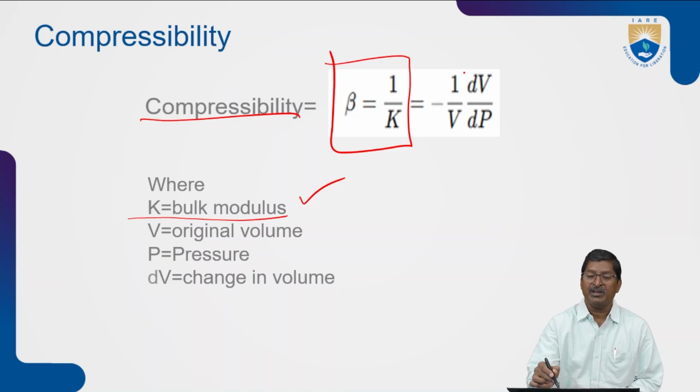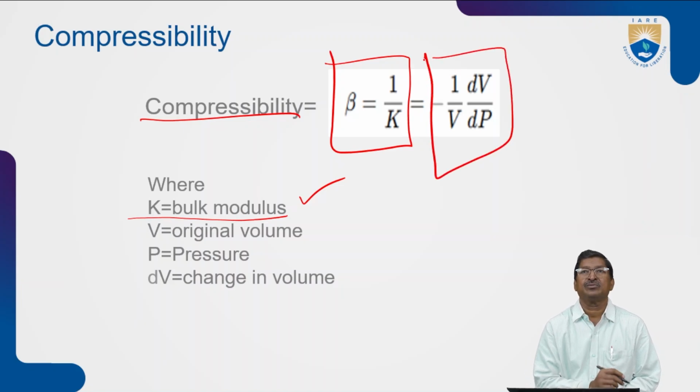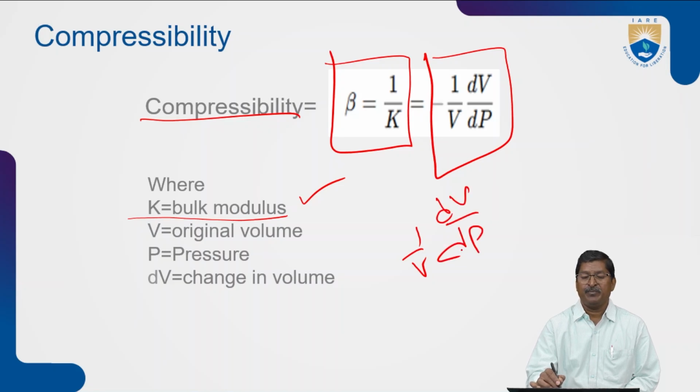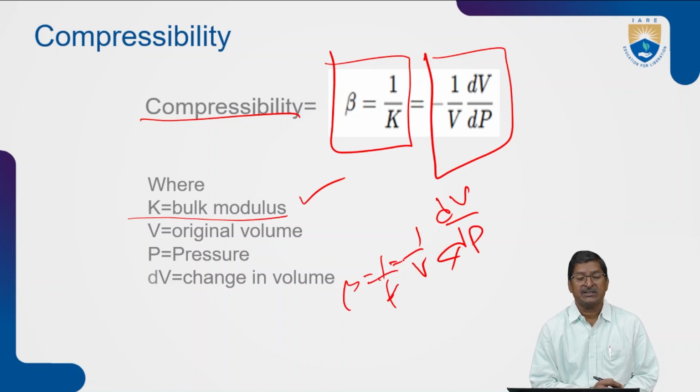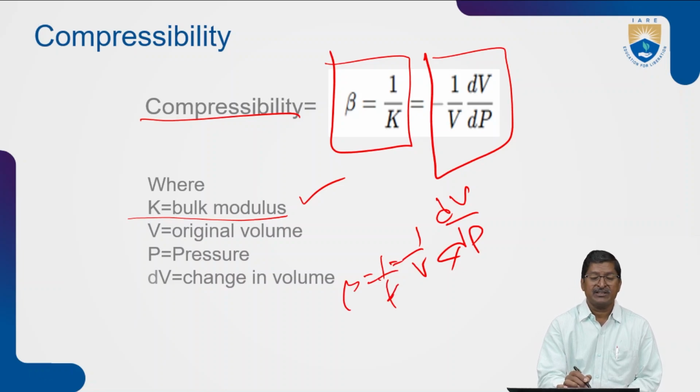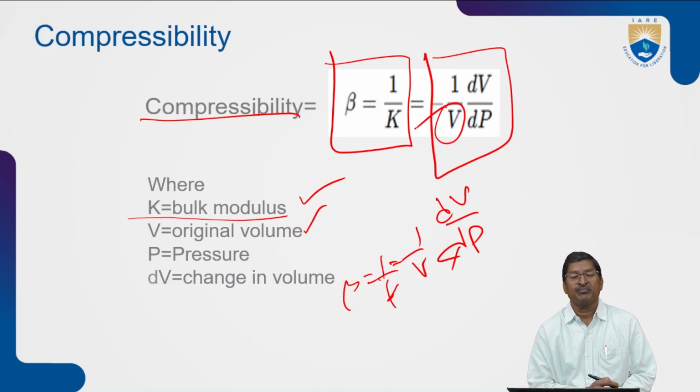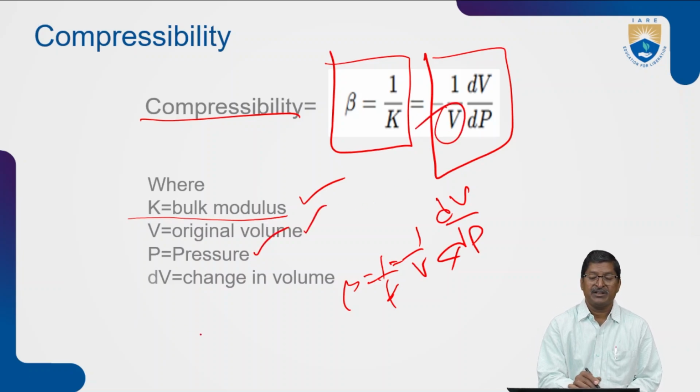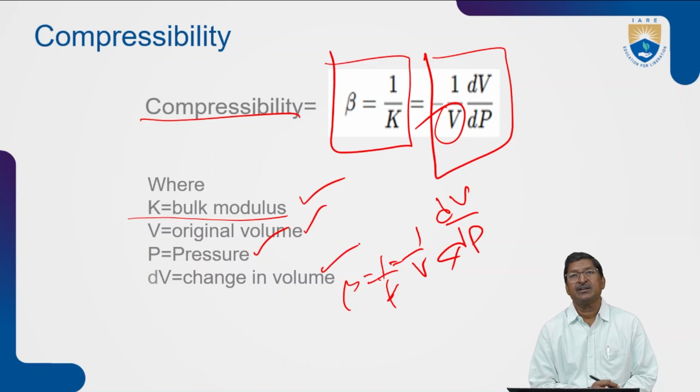The formula is like this: beta = 1 upon V, dV by dP. So this is the formula for the compressibility, which is inversely proportional to the bulk modulus, where K is equal to the bulk modulus, V is equal to the original volume, and P is equal to pressure. dV is the change in volume.